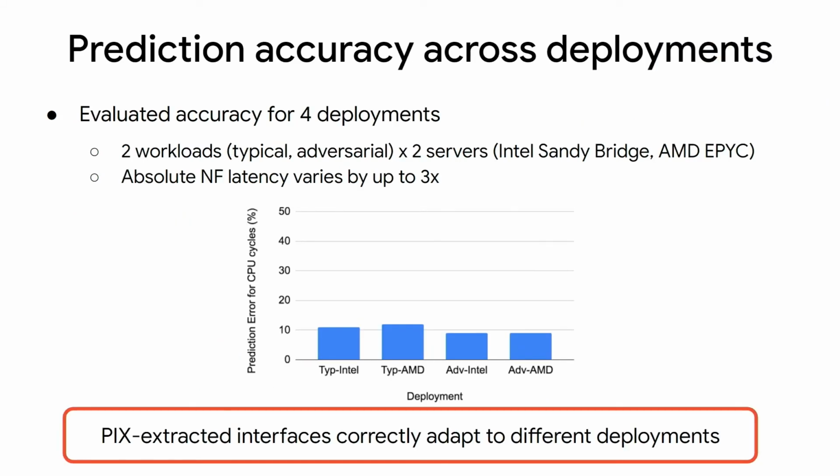Now, the first question is whether you can actually extract interfaces that are accurate across different deployments. And so to do this, we extracted interfaces for all the NFs across 4 deployments, which is a cross product between 2 workloads, 1 typical and 1 adversarial, and 2 hardware platforms, 1 fairly old Intel Sandy Bridge server and one new AMD EPYC. And what's interesting to note here is that despite the absolute NF latency varying by up to 3x, the prediction error remains fairly stable at around 8 to 10%, which tells us that PIX extracted interfaces can accurately adapt to different deployments.